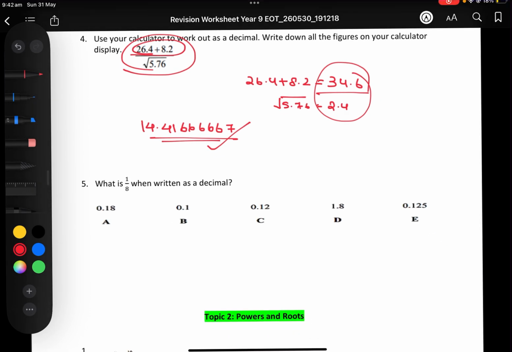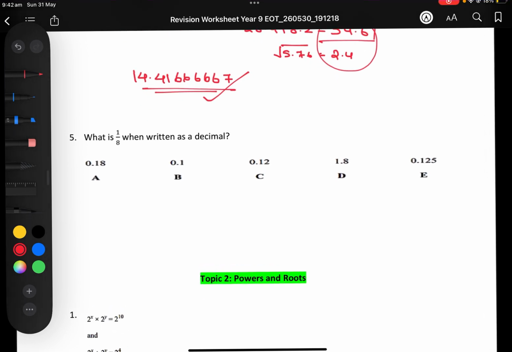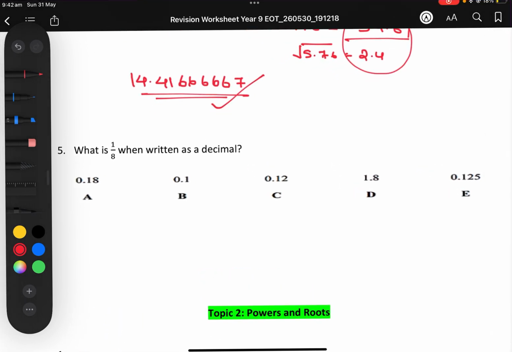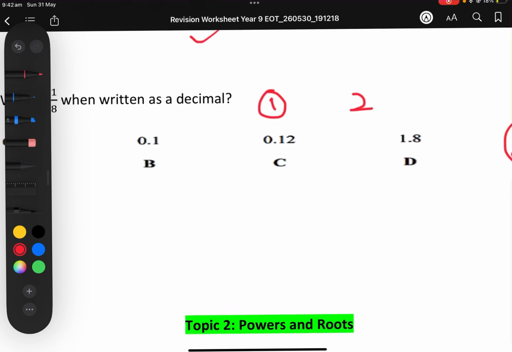Further ahead, we have another question. Write 1 by 8 in the decimal form. Given for 1 mark, use your calculator, get your answer. If it is given for 2 marks, show the working.